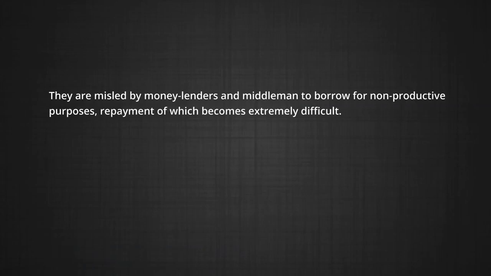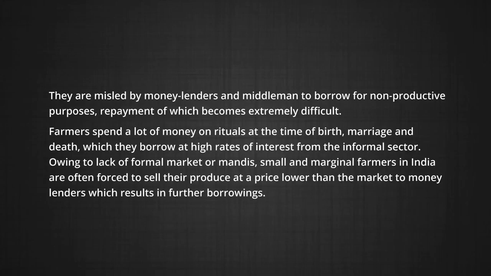A large portion of Indian farmers are illiterate. They are misled by money lenders and middlemen to borrow for non-productive purposes, repayment of which becomes extremely difficult. Farmers spend a lot of money on rituals at the time of birth, marriage and death, which they borrow at high rates of interest from the informal sector. Owing to lack of formal market or mandis, small and marginal farmers in India are often forced to sell their produce at a price lower than the market to money lenders, which results in further borrowing. Thus, they are trapped in a vicious circle of indebtedness.